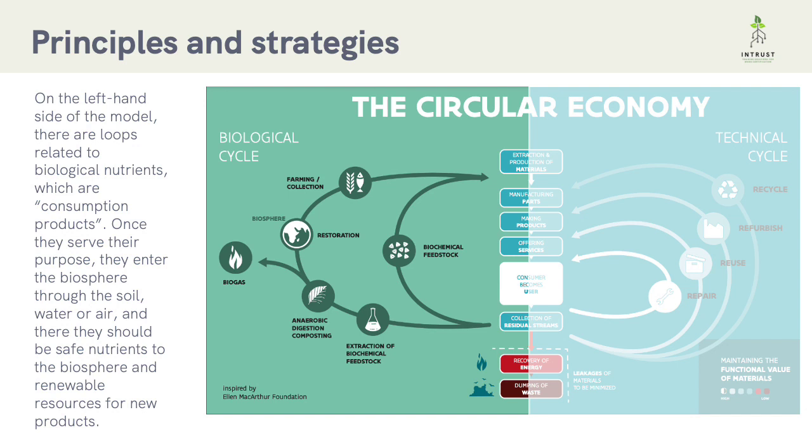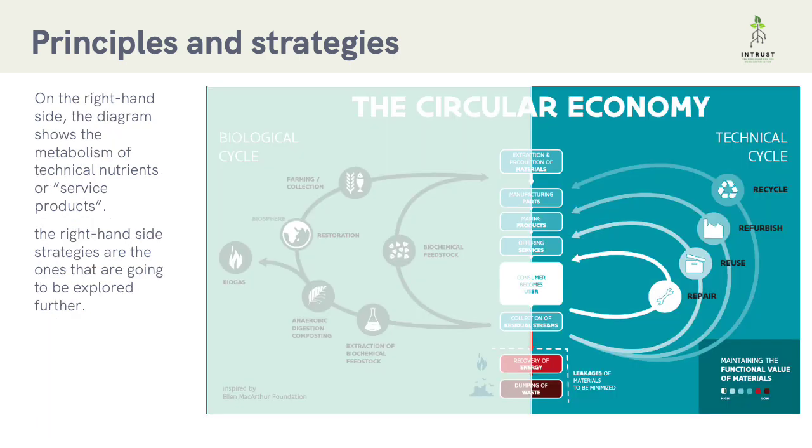On the left-hand side of the model, there are loops related to biological nutrients, which are consumption products. We can highlight here renewable materials such as wood or food, for instance. Once they serve their purpose, the objective is that they re-enter the biosphere through soil, water, or air, and they should be safe nutrients to the biosphere and renewable resources for new products. On the right-hand side, the diagram shows the metabolism of technical nutrients or service products. The objective here is to keep products and material for as long as possible in use and minimize leakage of materials. The right-hand side strategies are the ones that we're going to be exploring further in this module.